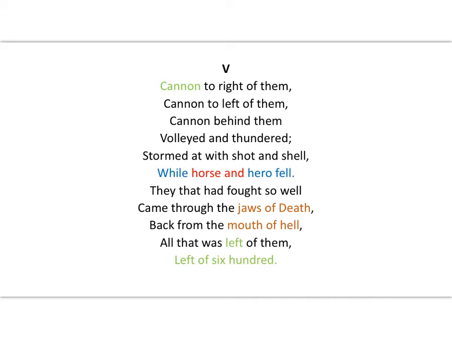Stanza 5 then. Cannon to the right of them, cannon to the left of them, cannon behind them, volleyed and thundered, stormed out with shot and shell, while horse and hero fell. They that had fought so well came through the jaws of death, back from the mouth of hell, all that was left of them, left of 600.